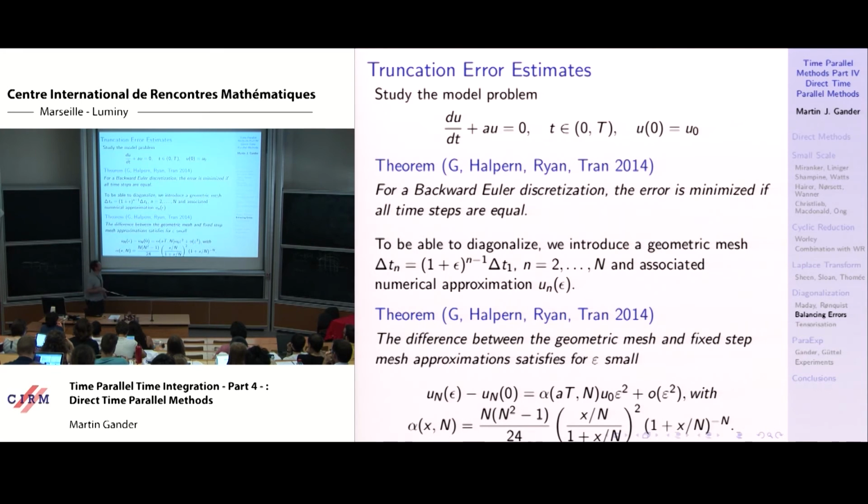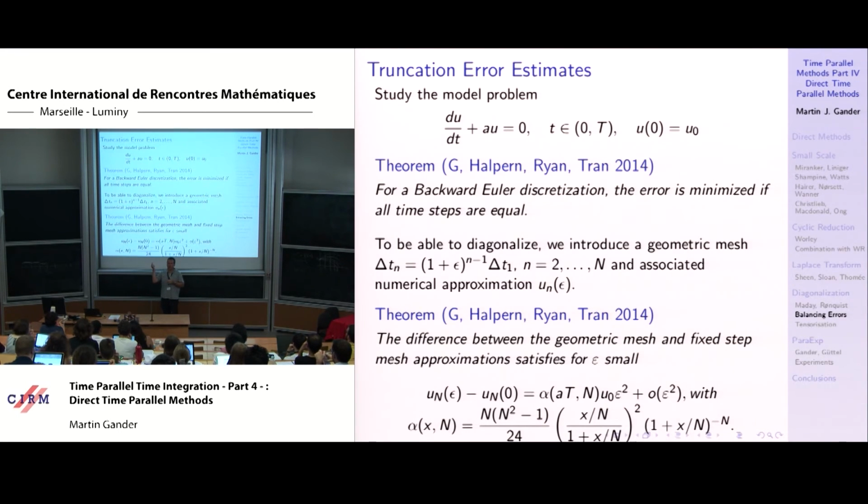And there's the first result that came out of this. This was a calculation at Onera. You just set up an optimality system, you differentiate, and you find out that for backward Euler, the truncation error is minimized if all time steps are the same. So the best error you only get if the time steps are the same. If you make different time steps, you're losing something. It's not going to be as good as having the same time steps.